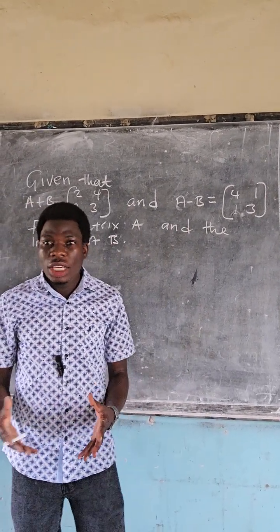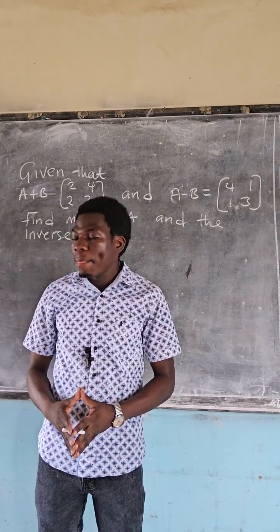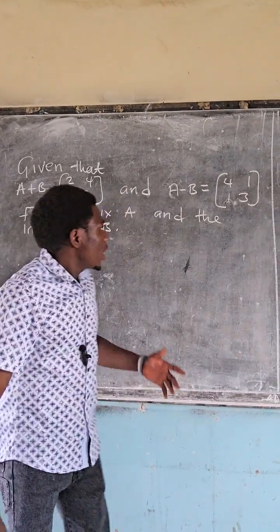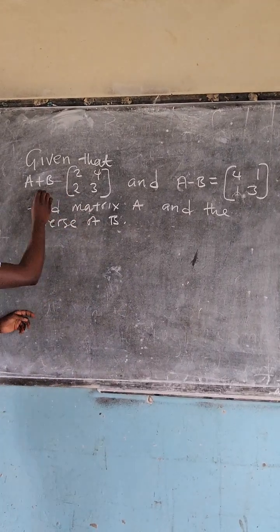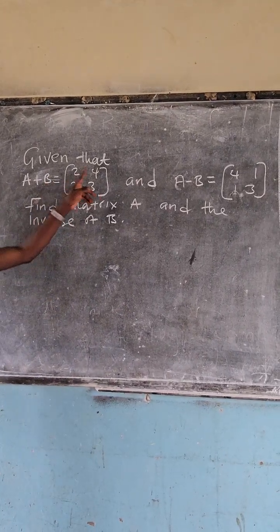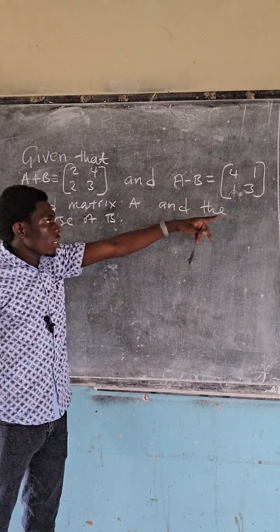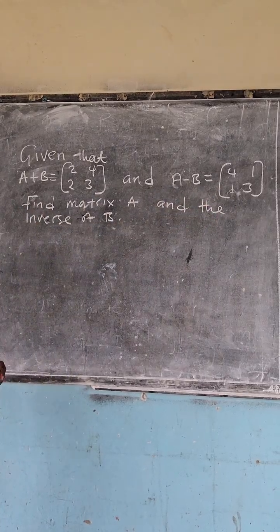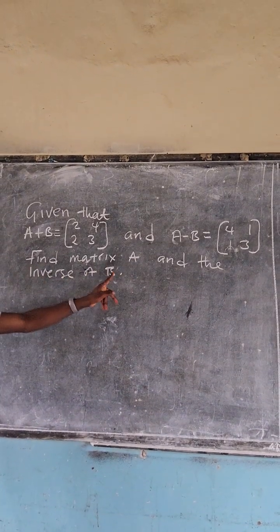In this video, we are going to look at this question which is coming from linear algebra. And the question reads, given that matrix A plus B is equal to [2, 4; 2, 3], and matrix A minus B is equal to [4, 1; 1, 3], find matrix A and the inverse of matrix B.